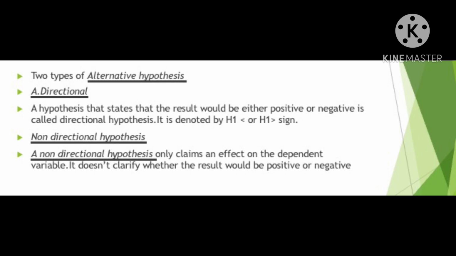For example, hypotheses that state the result would be either positive or negative are called directional hypotheses, and they are denoted by H1 less than or H1 greater than. That way we are denoting it. Non-directional hypotheses only claim an effect on the dependent variable; they do not clarify whether the result would be positive or negative. We are not specifying whether it is affecting in a positive or negative way.